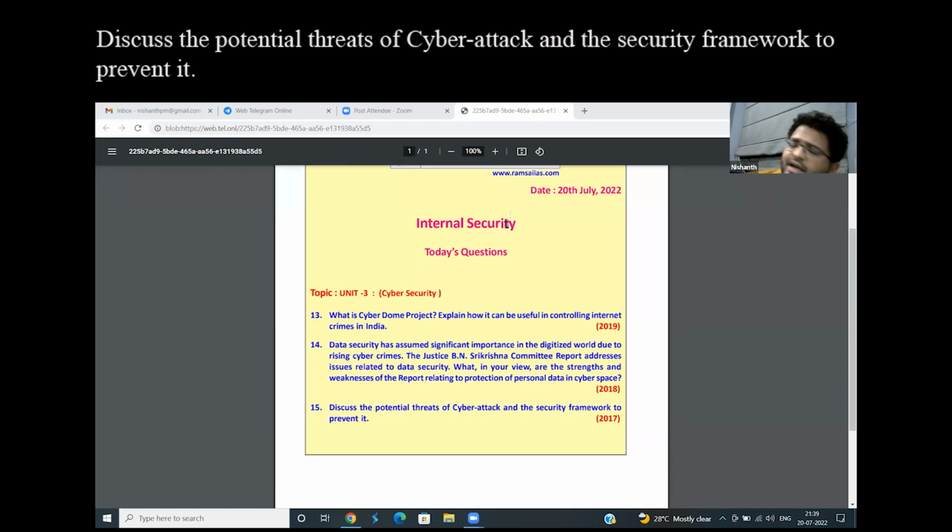Here everyone will have their own presentation style. If you want, you can draw these potential threats in a diagram, or you can make it in points. It's all about presentation and staying relevant in this answer. So what are the potential threats of cyber attacks?